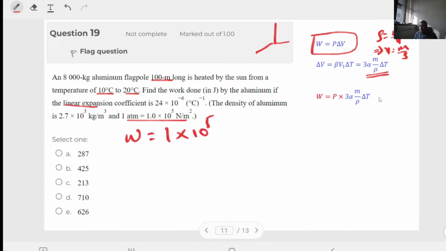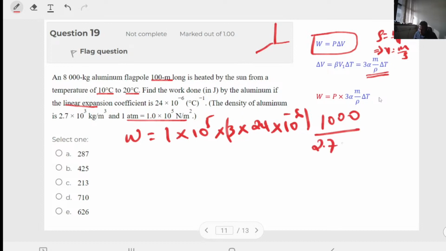I know the units are all right. I'm just going to continue with times 3 times 24 times 10 raised to minus 6. This is 3 alpha. M, the mass, is 1000. The density is given, which is 2.7 times 10 raised to 3. This is the volume. Delta T is 22. If you put this together, I've scratched it on my paper also, so I'm not going to do it again.